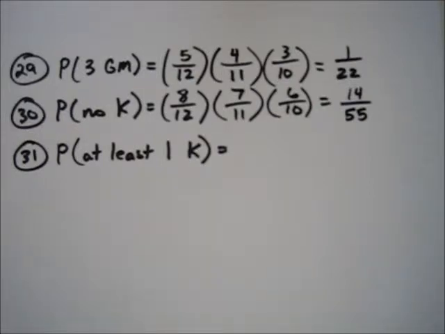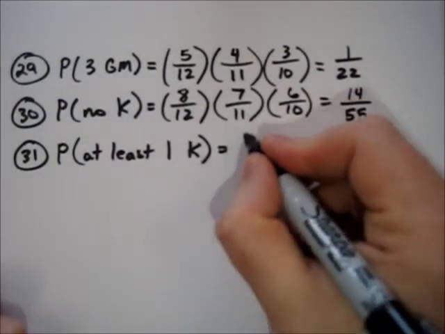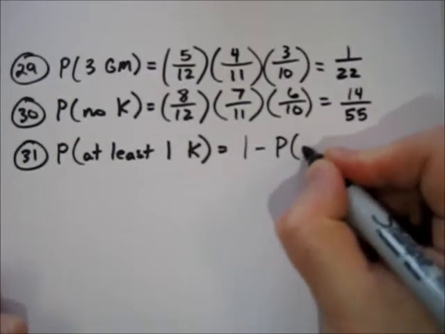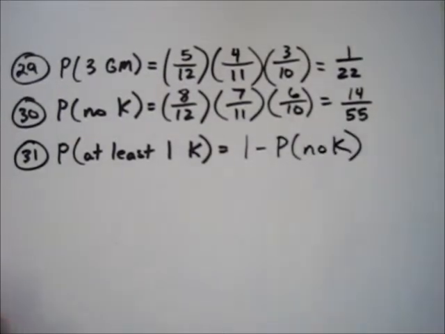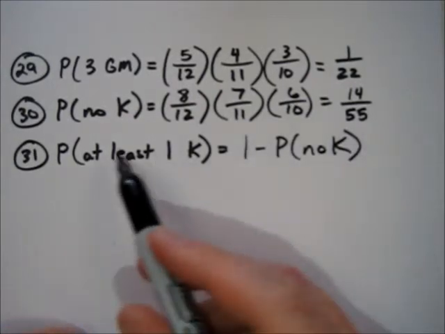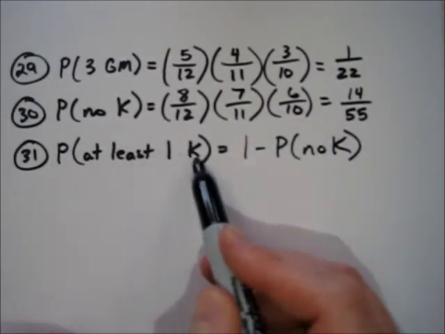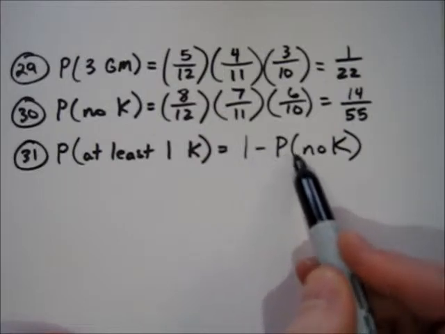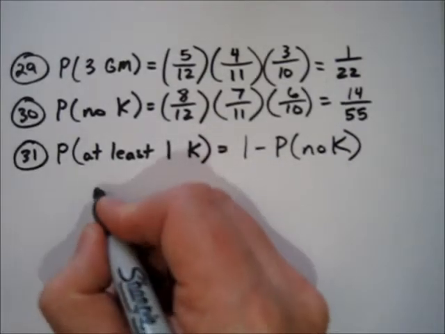Now this has a special formula because calculating the probability of at least 1 is very difficult without thinking of it in this special way. The probability of at least 1 is always 1 minus the probability of none. So in our case, it's no Kellogg's. So probability of at least 1 Kellogg's cereal is 1 minus the probability of no Kellogg's cereal.